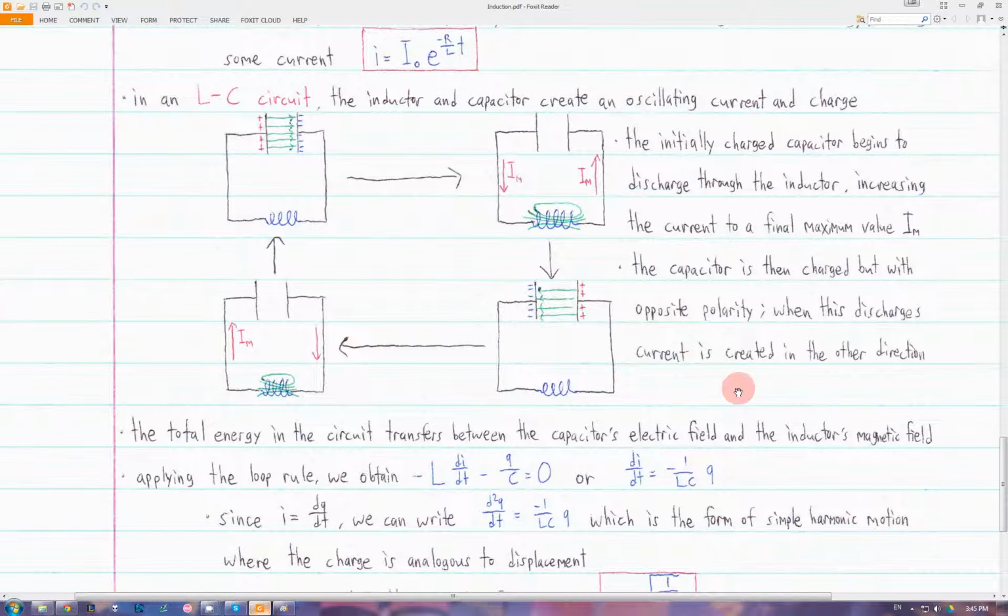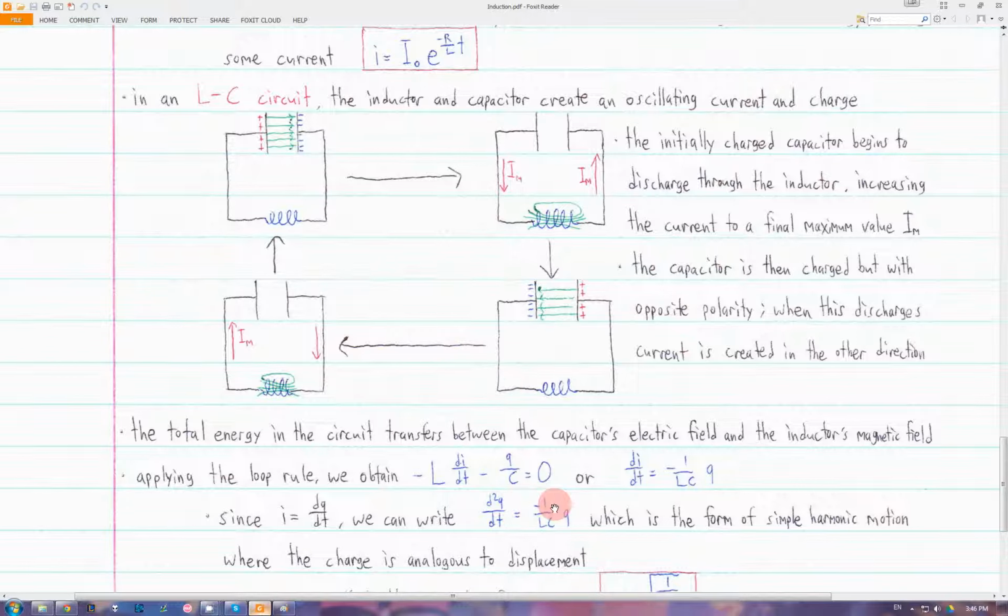So if we apply the loop rule to this circuit, then we get negative L di/dt, which is the inductor, and minus Q over C, which is the potential difference across a capacitor. And this is equal to 0. And then we can solve for di/dt, which is negative 1 over LC times Q, the charge on the capacitor. But remember that current is dq/dt, the rate of change of the charge. And so we can write di/dt as the second derivative with respect to time of q. So we get d squared q over dt squared equals negative 1 over LC times q.